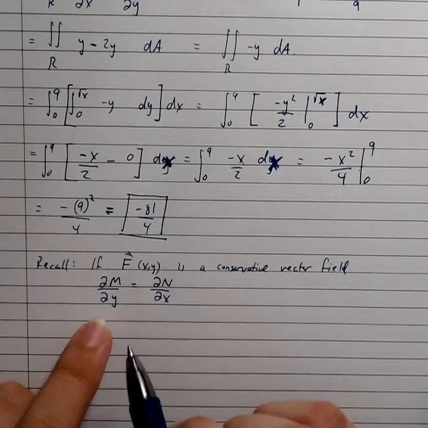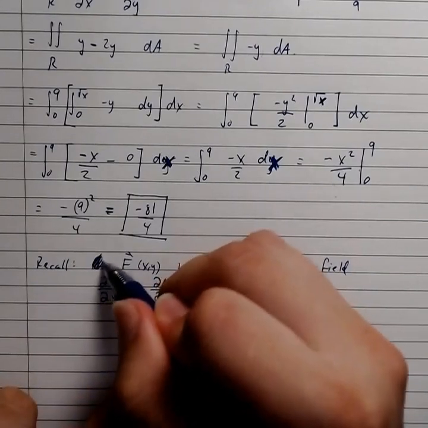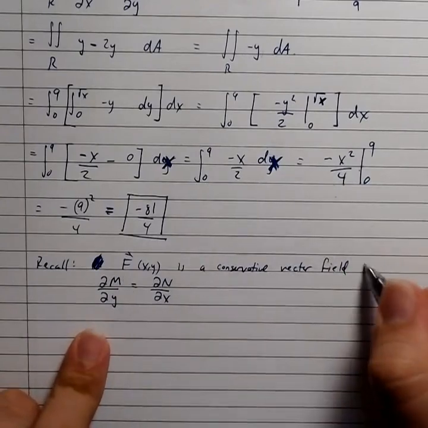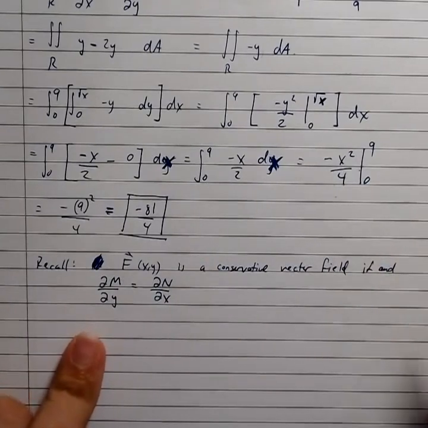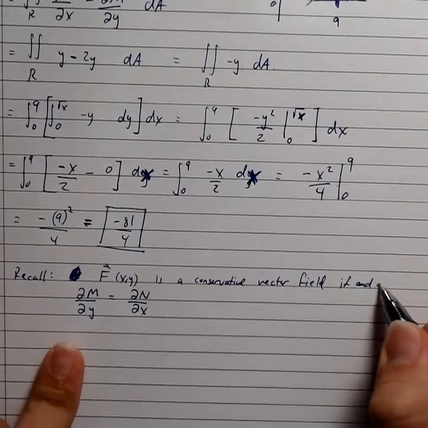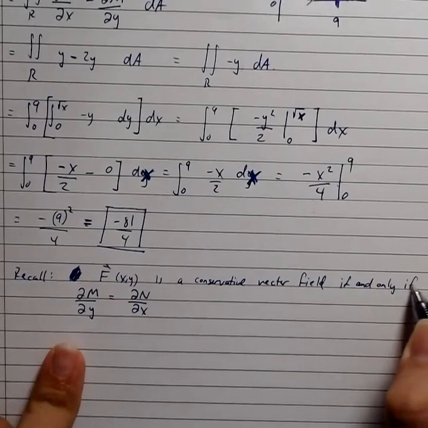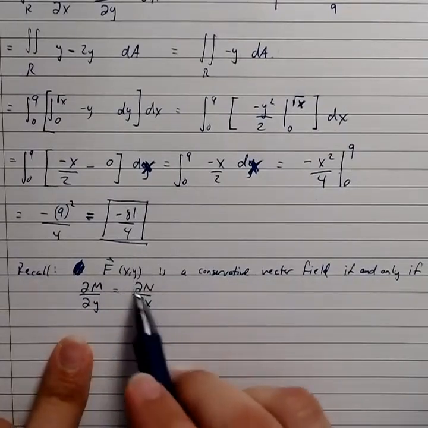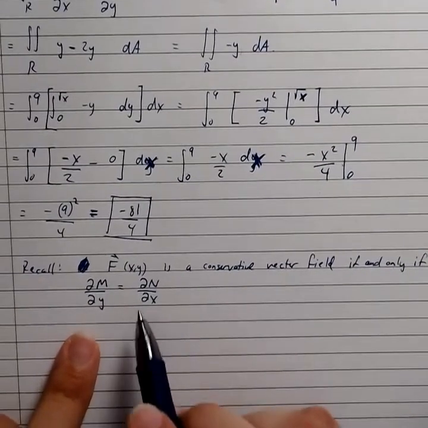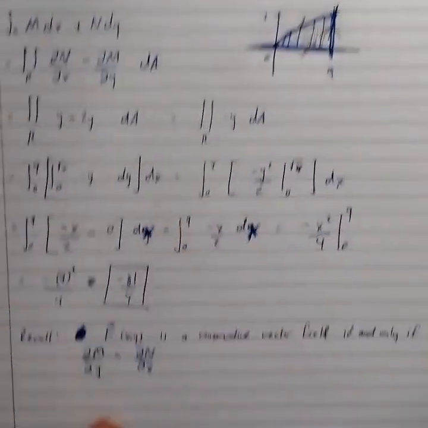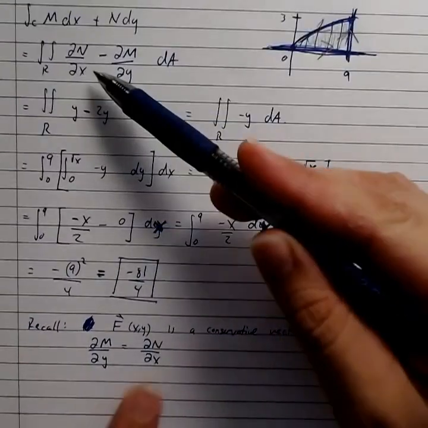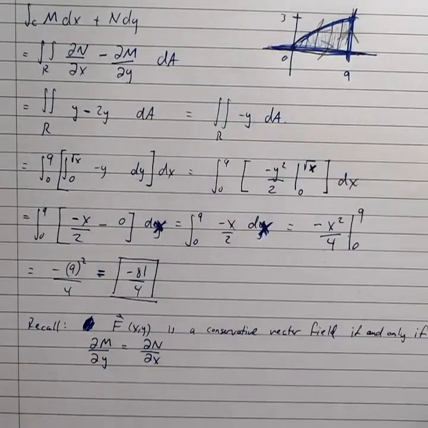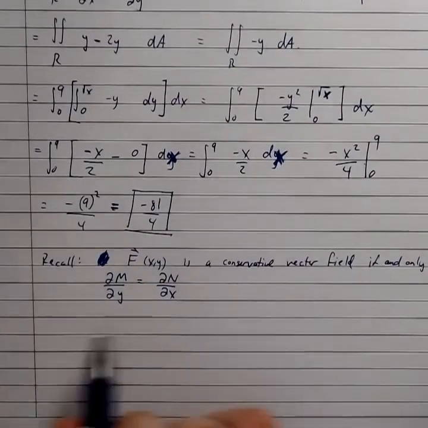So I guess I shouldn't write it that way. I should write f is a conservative vector field if and only if, because it's true in both directions. So if this is equal, then this is conservative. If this is conservative, then these are equal. But notice that if these two are equal, then del n del x minus del m del y will be 0.